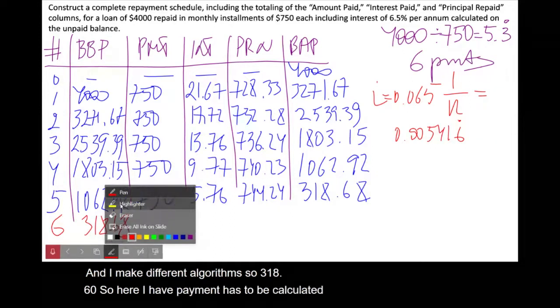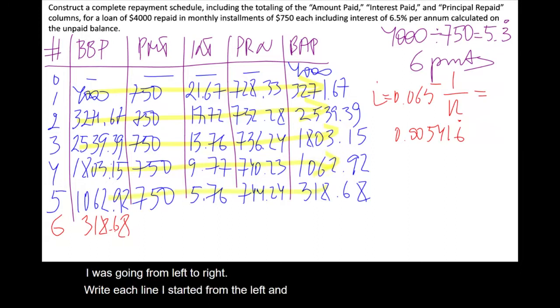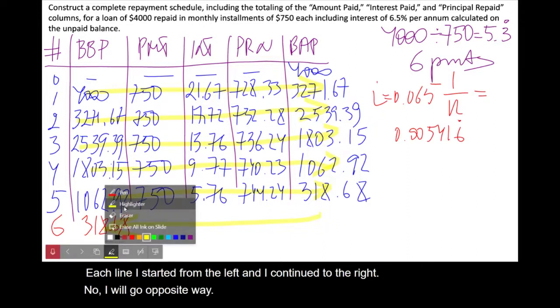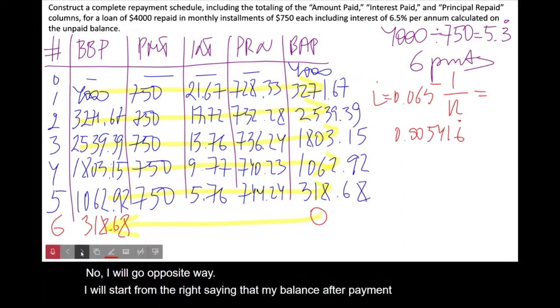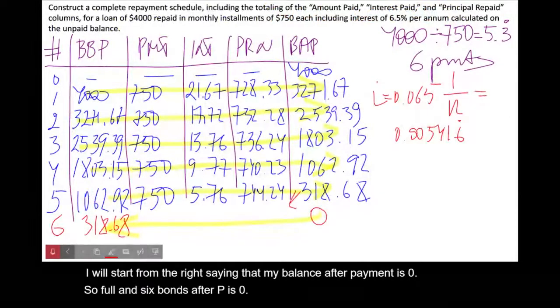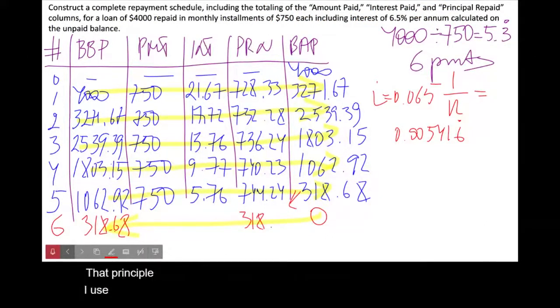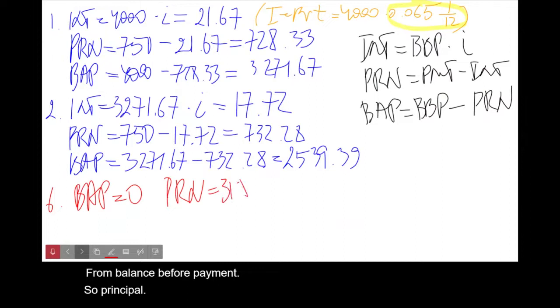Like before, I was going from left to right. Each line I started from the left and continued to the right. Now I will go the opposite way. I will start from the right, saying that my balance after payment is 0. So for line 6, balance after payment is 0. Then for principal, I use the number from balance before payment, 318.68.